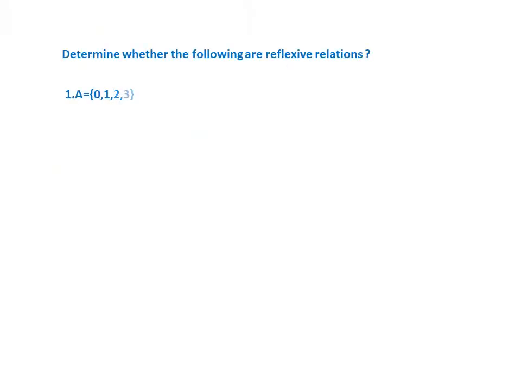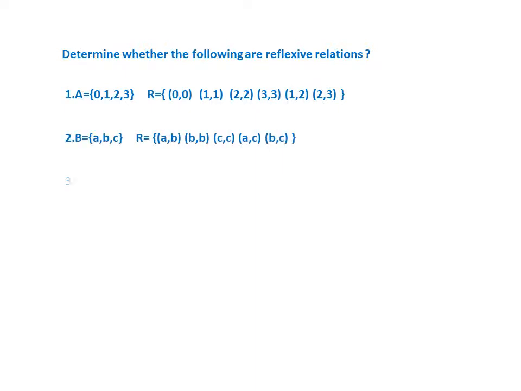Now let us check our understanding with the help of some examples. Determine whether the following are reflexive relations or not. First one is A equal to {0, 1, 2, 3}. R is given. You have to check like this: 0 is there, (0, 0) is there; 1 is there, (1, 1) is there; 2 is there, (2, 2) is there; 3 is there, (3, 3) is there. So definitely the first one is reflexive. Same way you can check the second one. A, B, C: (A, A) is not there. The first element itself is violating, so no. You need not check the remaining.